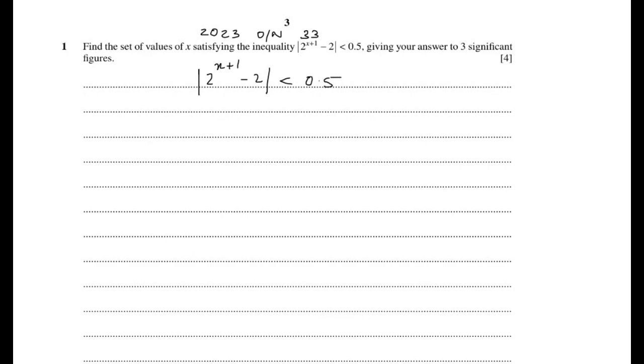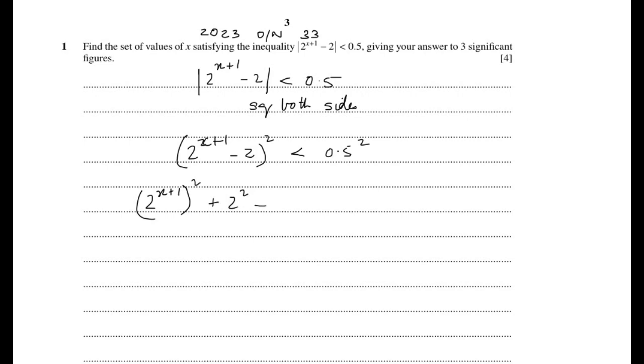Now, recalling what we did in the modulus chapter, if you want to remove the modulus sign, you square both sides. So (2^(x+1) minus 2), the whole squared, is less than 0.5 squared. If I expand that, I get (2^(x+1)) the whole squared plus 2 squared minus 4 into 2^(x+1), less than 0.5 squared, which is 1 by 4.